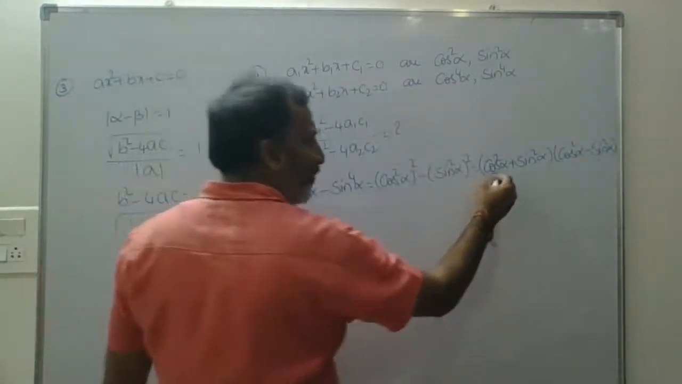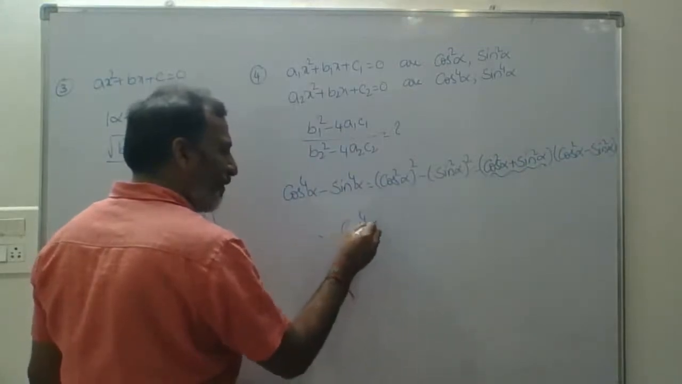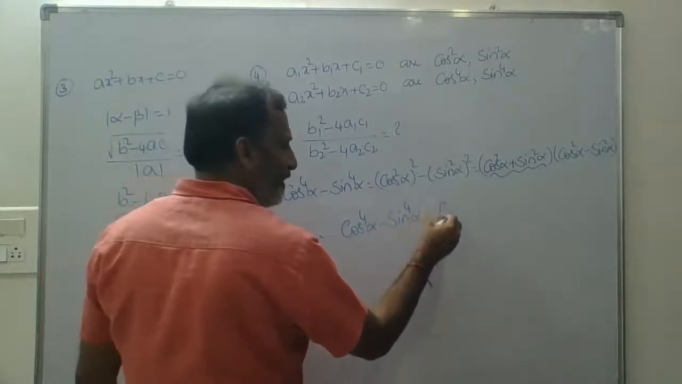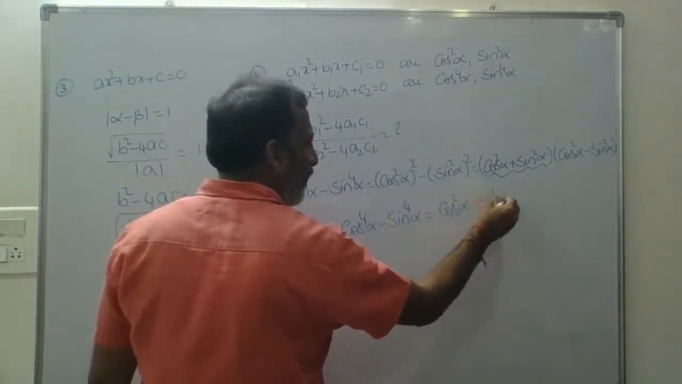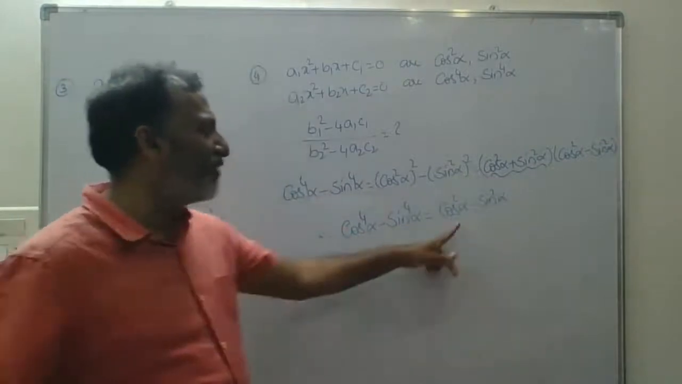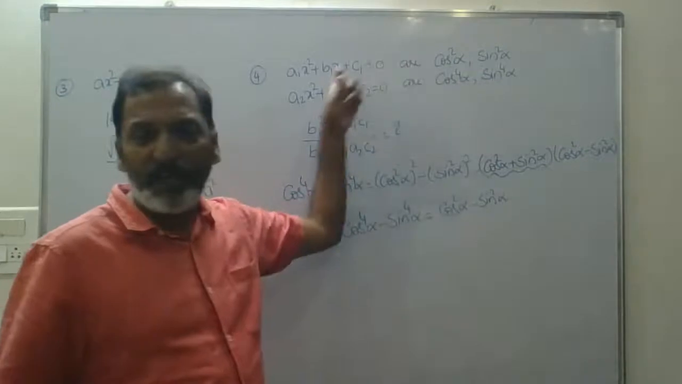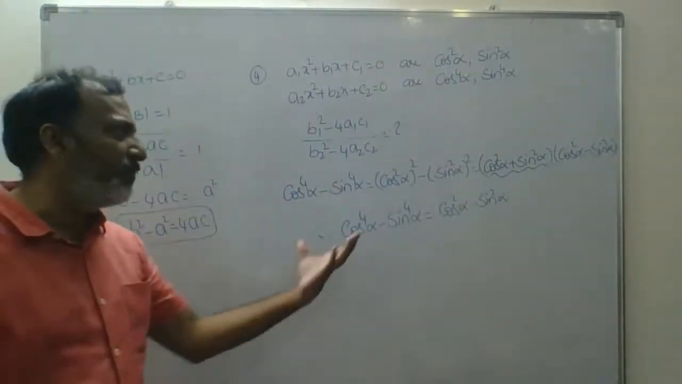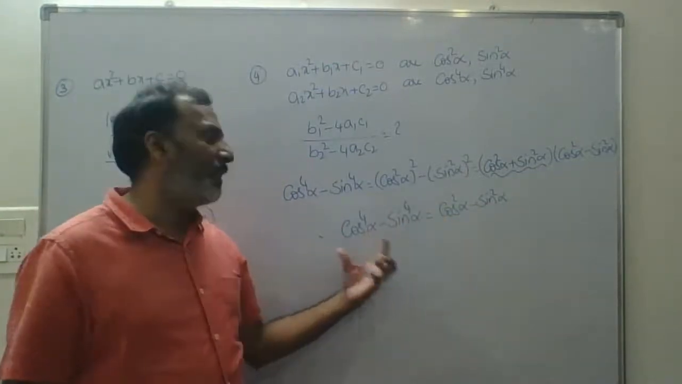But what is cos square alpha plus sin square alpha? 1. Therefore, cos power 4 alpha minus sin power 4 alpha is same as cos square alpha minus sin square alpha. Cos square alpha, sin square alpha are the roots of the first equation, and cos power 4 alpha, sin power 4 alpha are the roots of the second equation, which implies the difference of the roots of the first equation is same as the difference of the roots of the second equation.